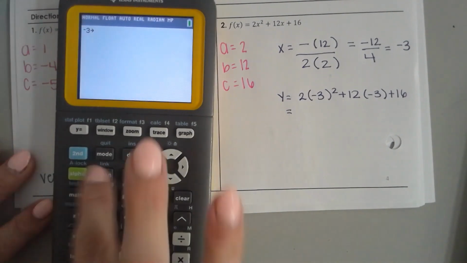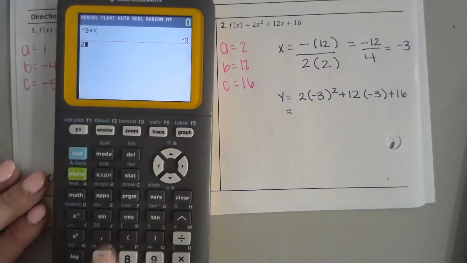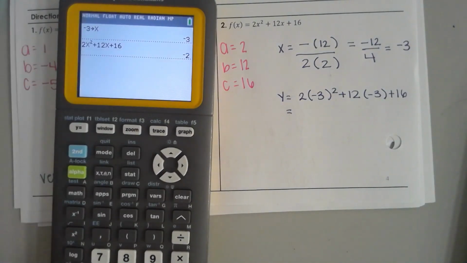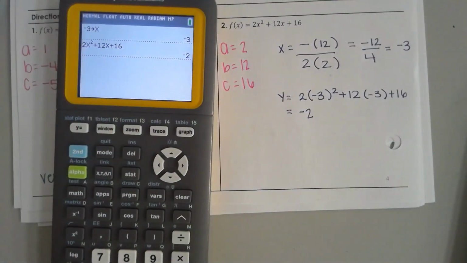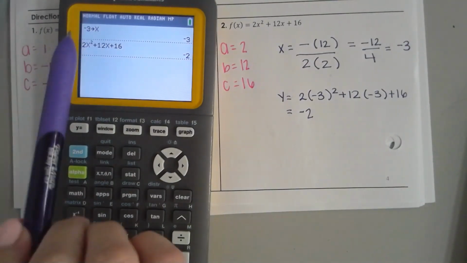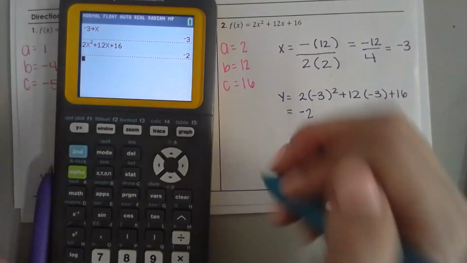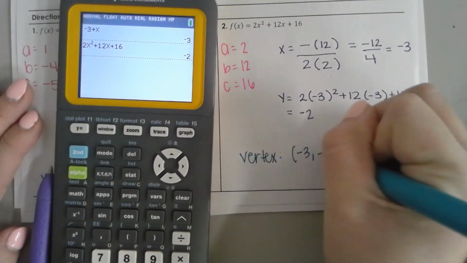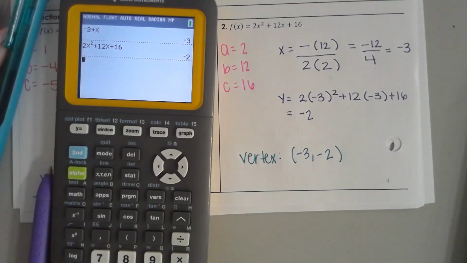-3 store x. You have to hit enter and then you type in your equation. 2x squared plus 12x plus 16, and that gives me -2. So what your calculator is doing is putting the -3 in for those x's. So my vertex is -3, -2.